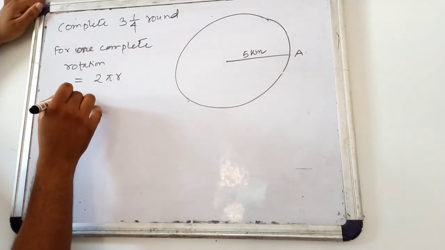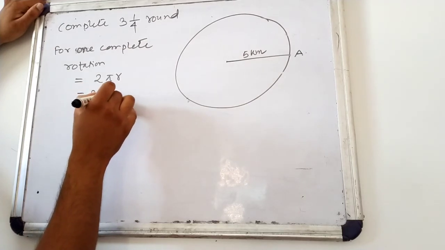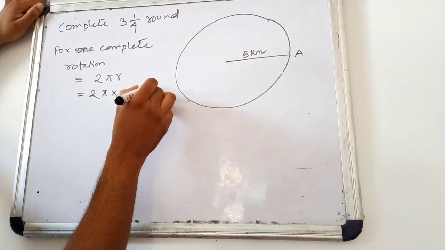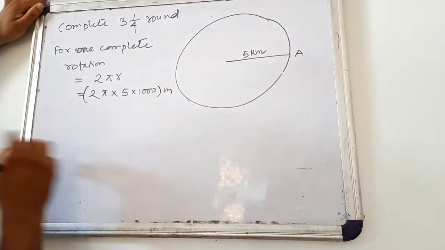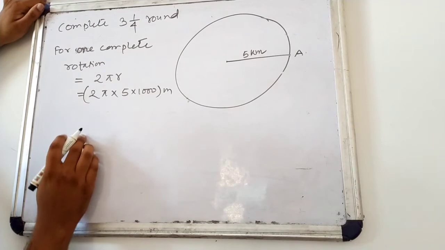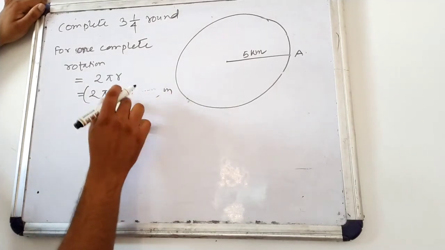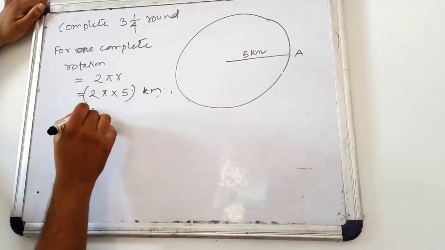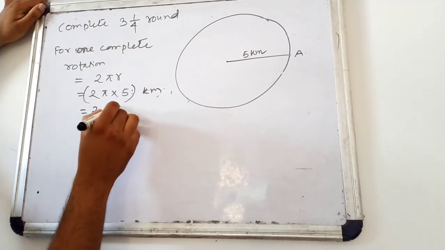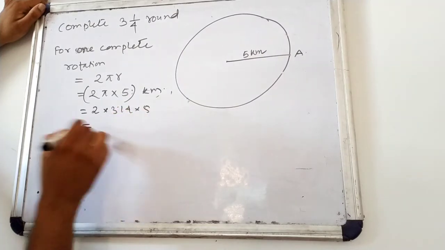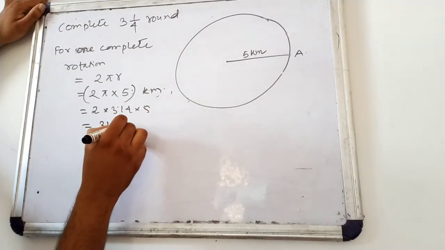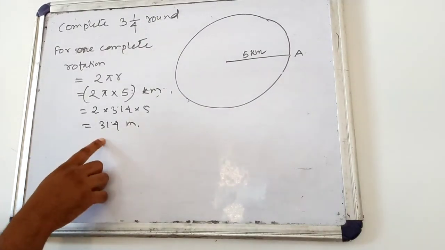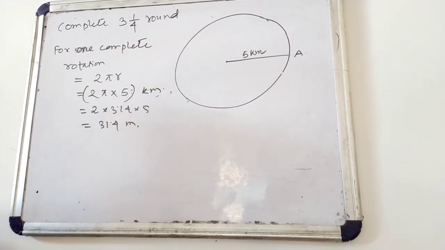Okay, that is 2 pi r, 5 kilometer, that means 5 into 1000 meter, or we can also keep it in kilometer, no problem. So 2 pi is 3.14 into 5, so 31.4 meter. Okay, in one complete rotation it travels a distance of 31.4 meter.